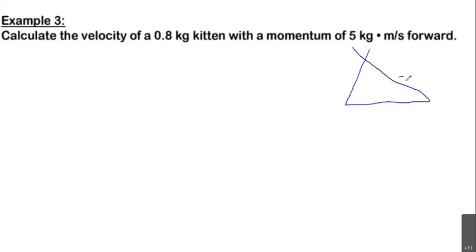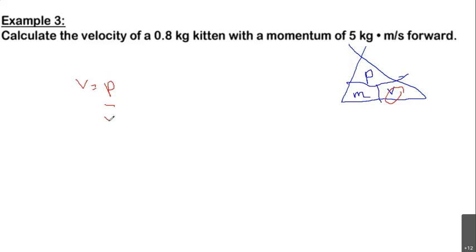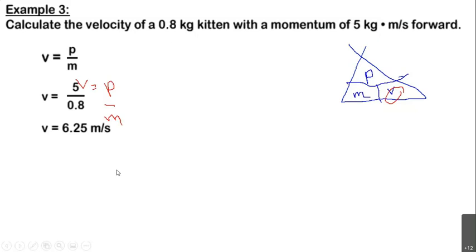Yes. Transpose the formula. So I'm going to pick up my triangle or whatever shape this is. And I want to find velocity. So velocity is momentum over mass. And I get, yes, 6.5 meters per second. Okay. Good job.